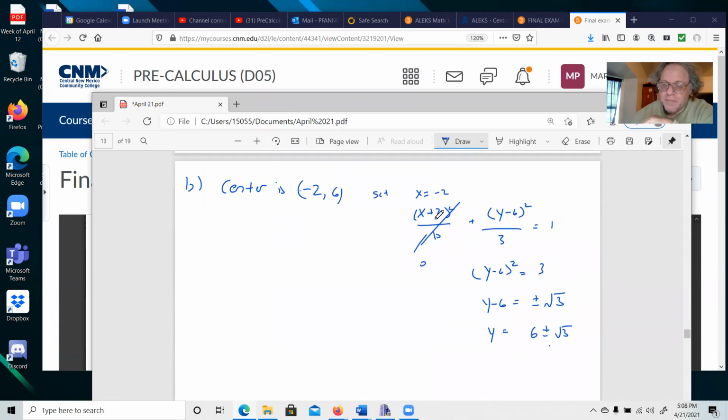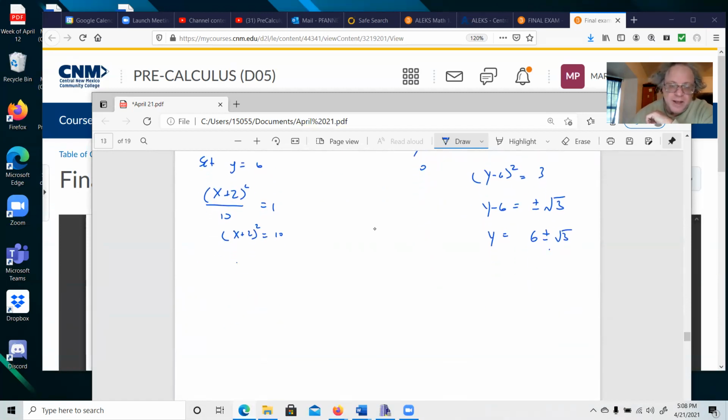What about the other one? We're going to set y equal to 6. So we have (x + 2)² over 10 is equal to 1. (x + 2)² is equal to 10. We take the square root of both sides. So we have x + 2 equal to plus or minus the square root of 10. So x is equal to negative 2 plus or minus root 10. Which one's bigger, root 3 or root 10? Root 10's bigger. So this is my major.